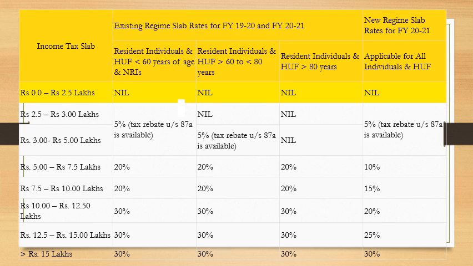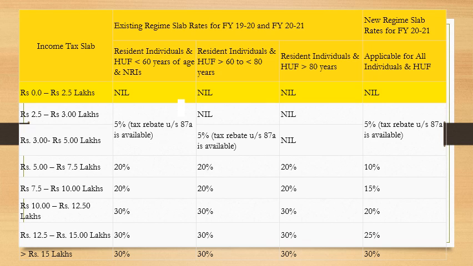This is the income tax slab that is being followed in India now. You can see 0 to 2.5 lakhs, there is no tax. There are certain categories here: under the existing regime, less than 60 is a normal individual, more than 60 to 80 is a senior citizen, more than 80 years is a super senior citizen. Irrespective of them, it is nil, even in the old regime and even in the new regime.